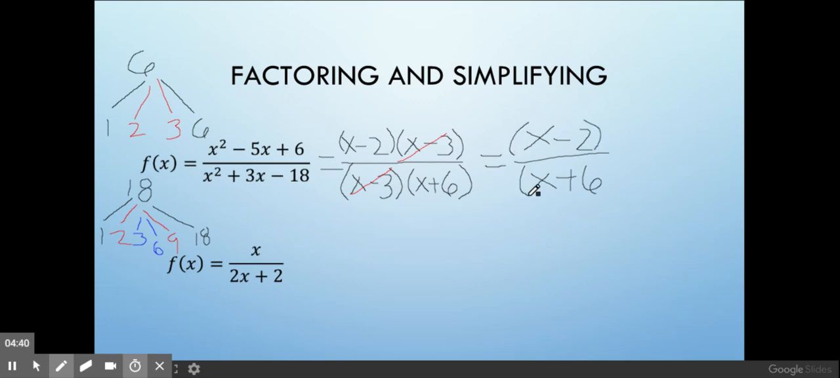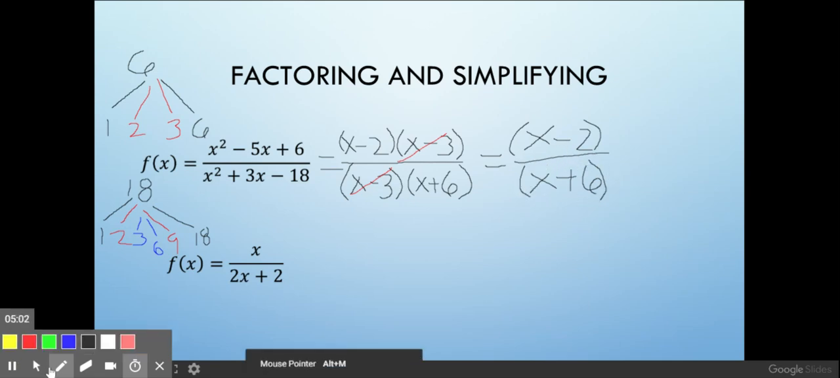Sometimes I like to write in the parentheses because we cannot cancel anything unless it's the entire factor. So unless it's an entire x plus 6, we can't cancel it out from here. You cannot cancel out 2 and 6. So you can't make this 1/3. That doesn't work. It has to be the entire thing.